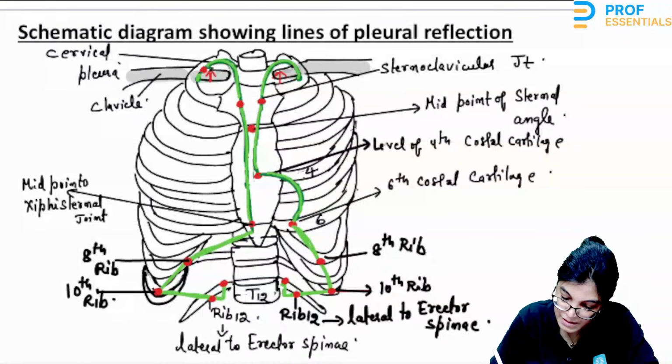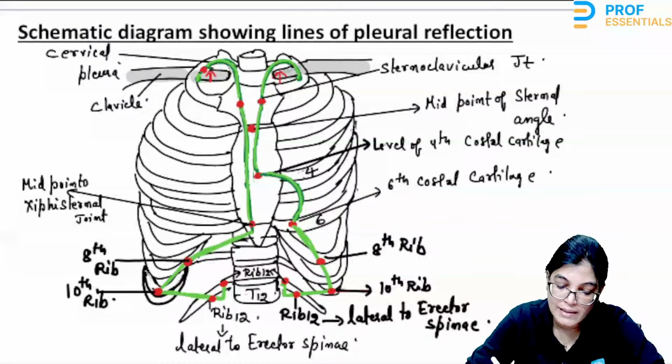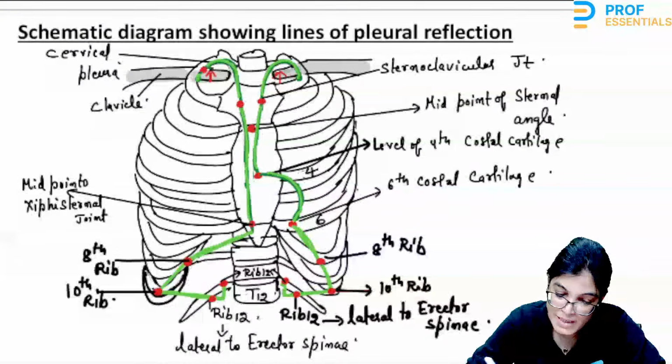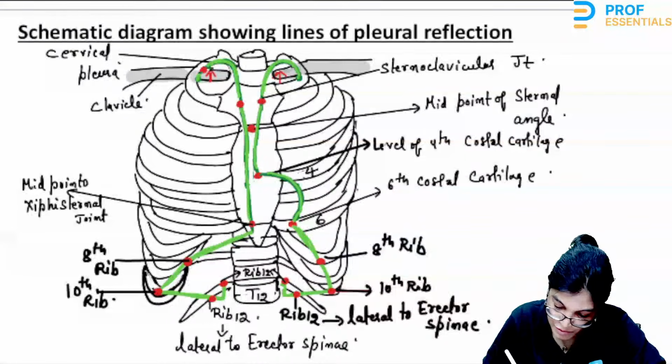And these are the 12th rib. These are rib 12 on either side. This point. Okay. So this green color line which I have made, if you want, we can darken it more. This green color line which we have made is the pleural reflection. This is the pleural reflection.